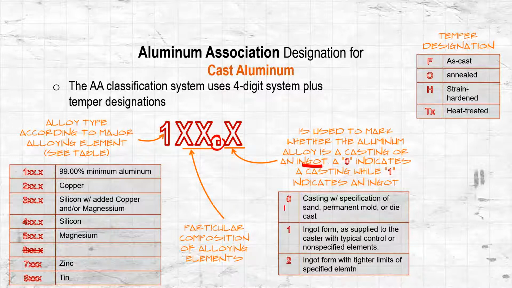If it's 0, then this is the interpretation. If it's 1, then it's this form. And for the temper designation, we can have F, O, H, or T. So TX, where the X stands for any arbitrary number, like for example T1, T4, something.